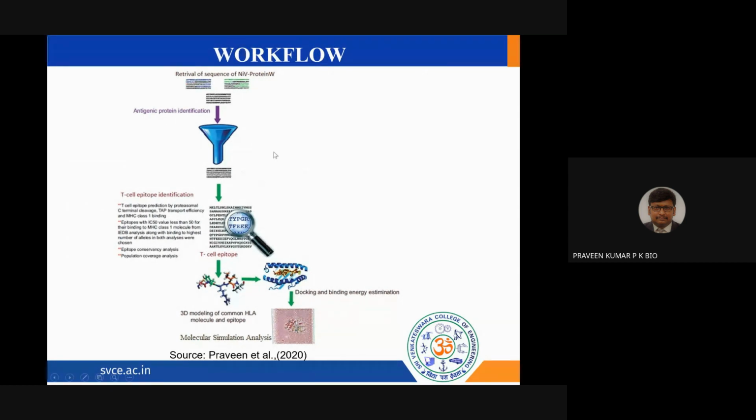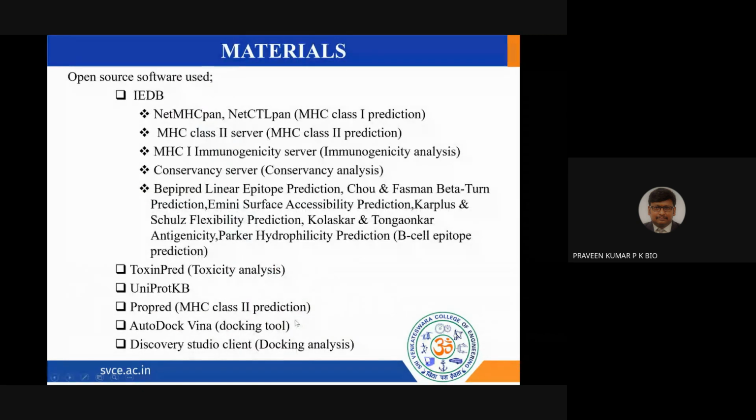So this is the workflow. That is, screening the antigenic peptides through the antigen score, immunogenicity score, and the other scores shown. Then whatever epitopes you got, the top three peptides you try to dock, and after that only the one best peptide alone you can take for MD simulation.